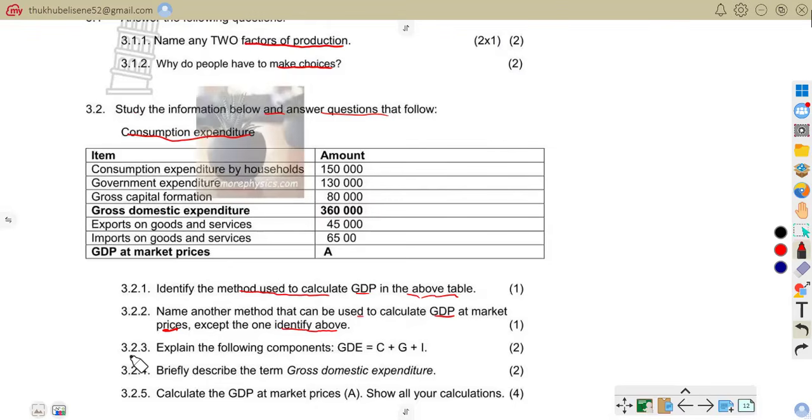So now let us go to 3.2.3. Explain the following components. That is 3.2.3. We're talking about gross domestic expenditure, which equals C plus G plus I. That is consumption plus government plus investment. So now we are to explain that.